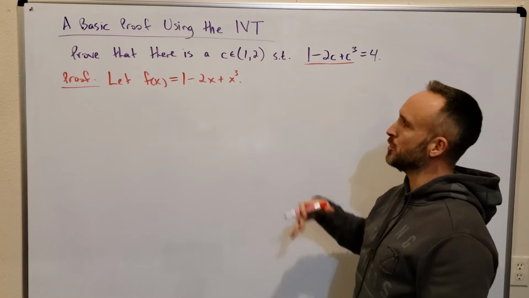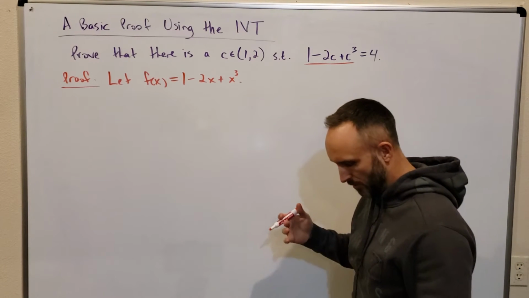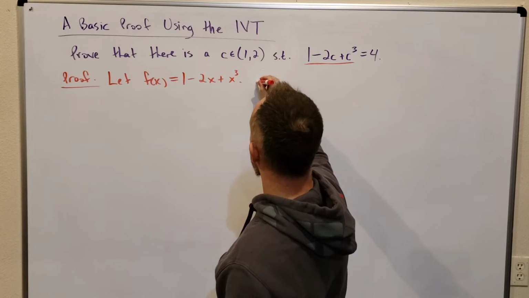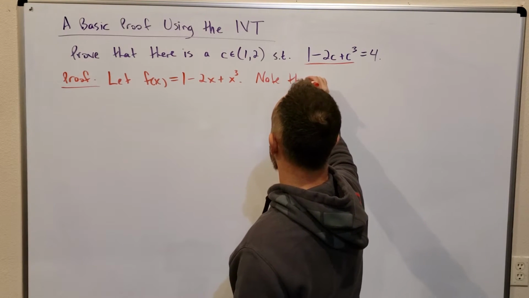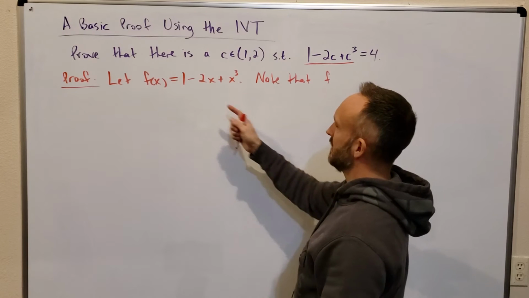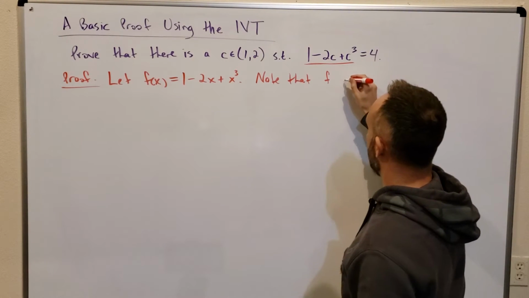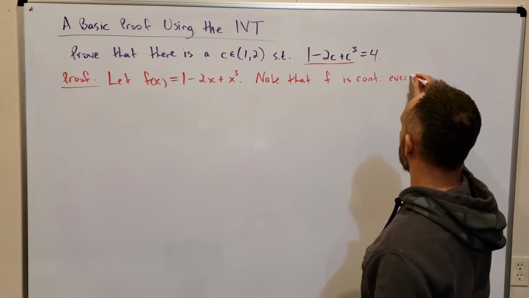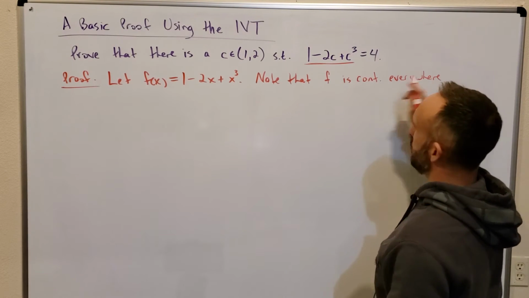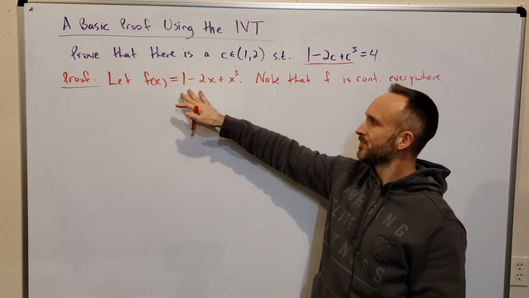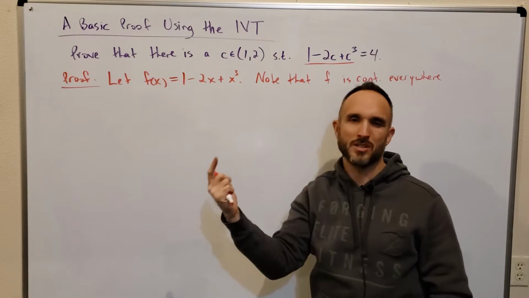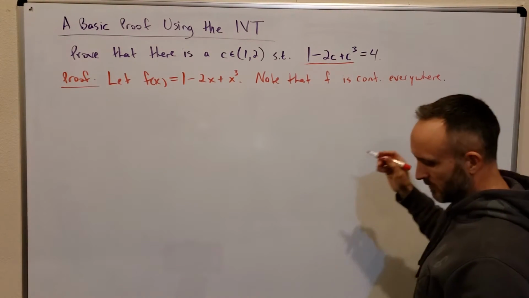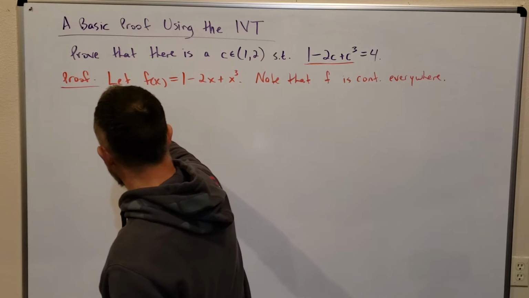Now what has to be true about this function for the intermediate value theorem? It needs to be continuous on a closed interval. So note that f is a polynomial function. Note that f is continuous everywhere, right? The domain of this function is all real numbers. So it's also continuous on that domain because it's a polynomial function. So it's continuous everywhere.